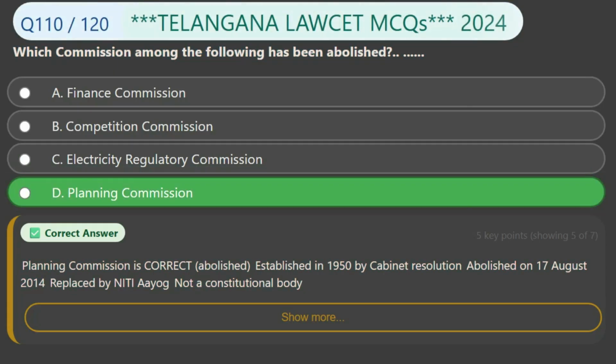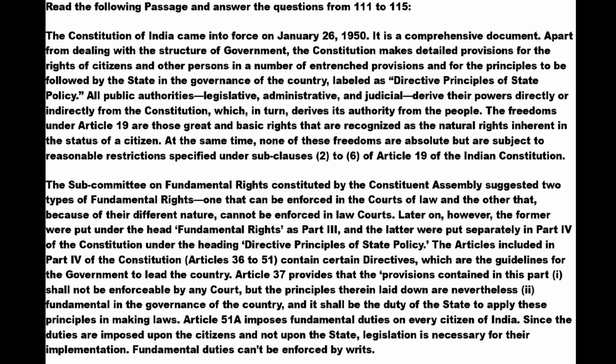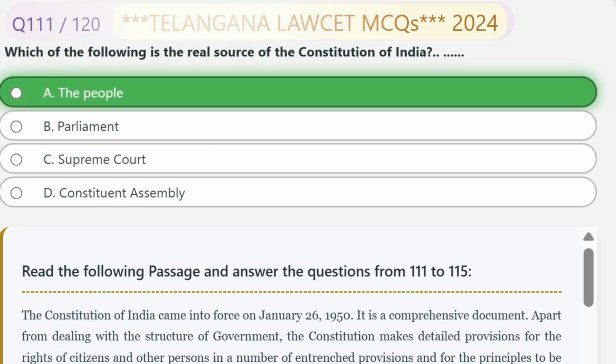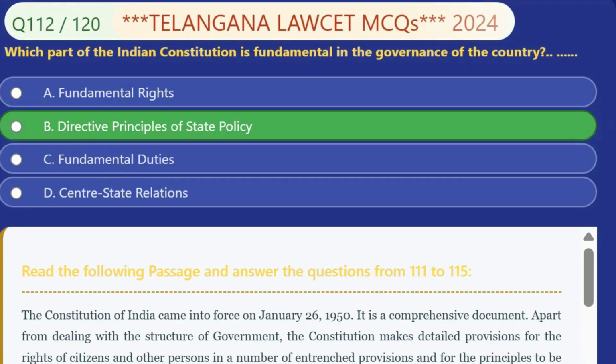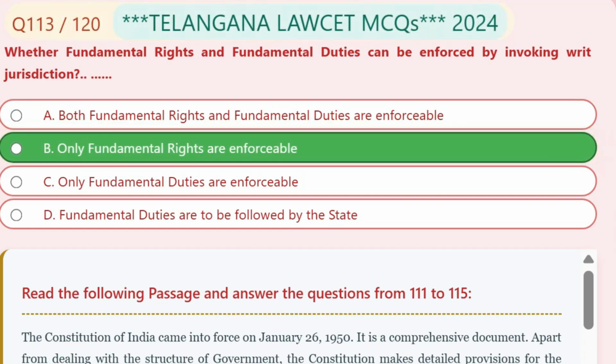Which commission among the following has been abolished? Planning Commission. Which of the following is the real source of the Constitution of India? The people. Which part of the Indian Constitution is fundamental in the governance of the country? Directive Principles of State Policy. Whether fundamental rights and fundamental duties can be enforced by invoking writ jurisdiction: only fundamental rights are enforceable.